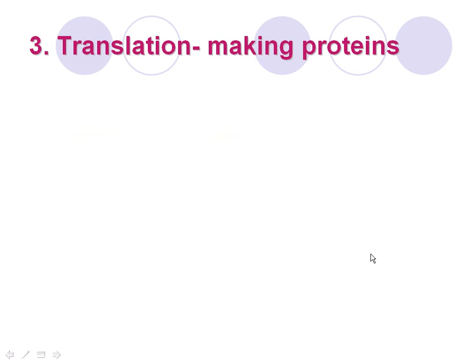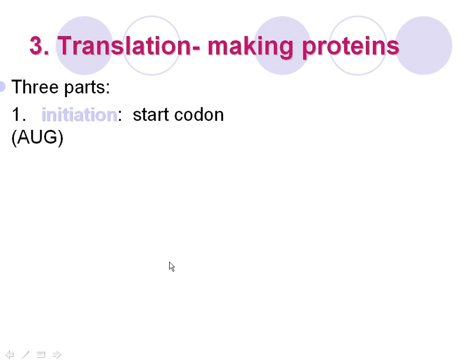Alright, so translation, what are we talking about? Translation means making protein. There are 3 parts that we need to look at, and essentially those are initiation. We have a start codon, which is the AUG region of the messenger RNA molecule that's going to tell us where we're going to begin this process.